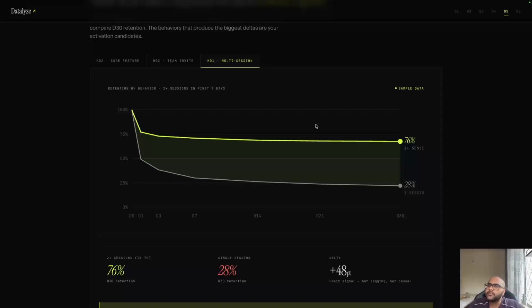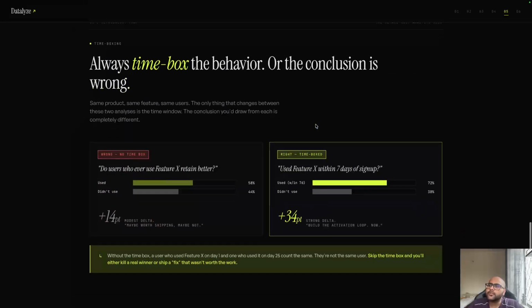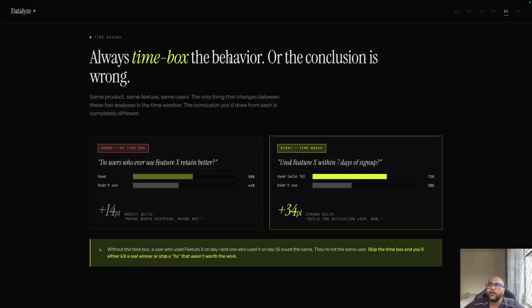But before that, there's one really important thing that all of you should know, and that is you always should time box the behavior or your hypothesis, or the conclusion is wrong. So think about it this way. If I just have a hypothesis that, okay, if people use feature X, do they retain better? You'll see something like this, maybe a modest delta, or you might not even see a delta. But if you have something like used feature X within X days of sign up, you'll see a better delta. That's usually how it works.